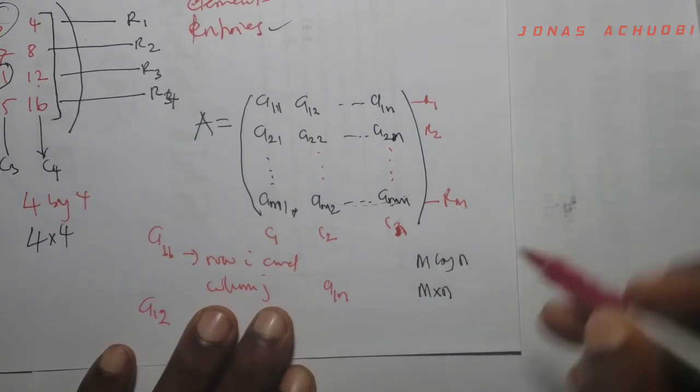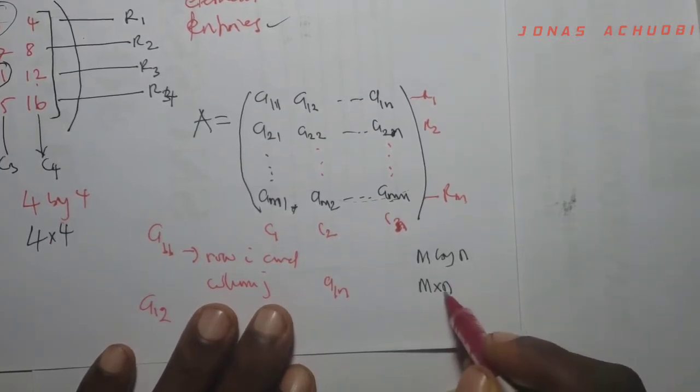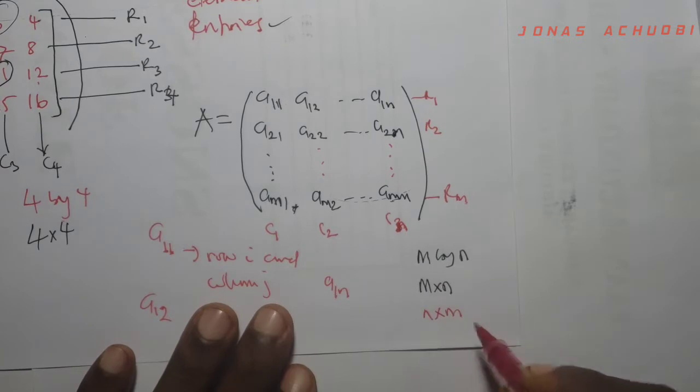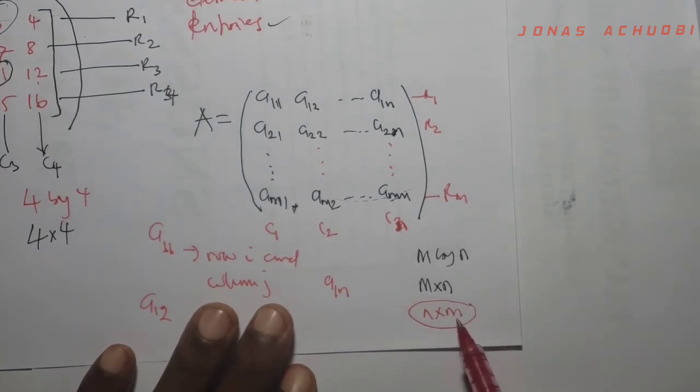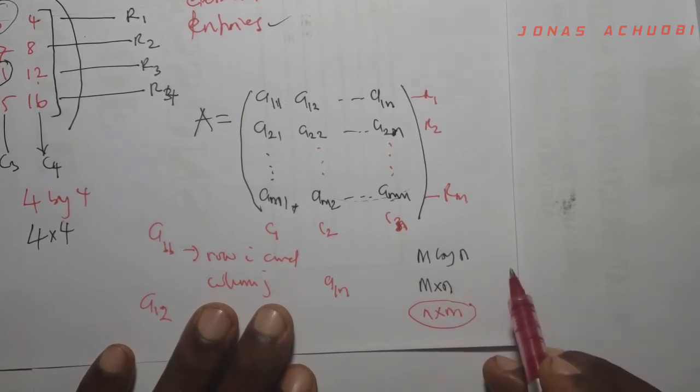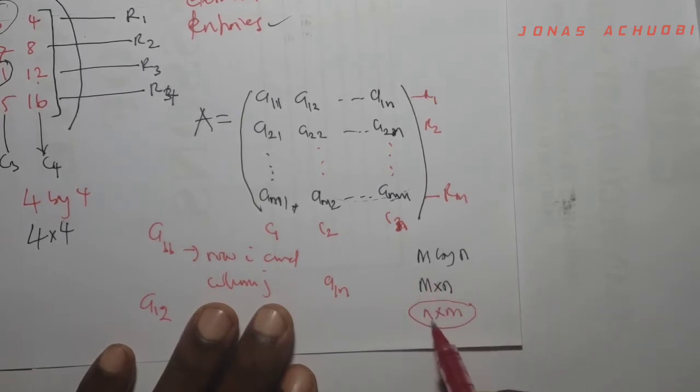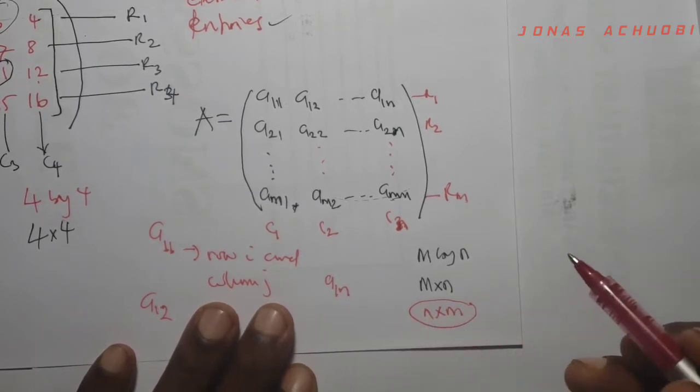Now take note, we cannot write m by n as n by m, as this would mean something totally different. This would mean that our matrix has n rows and m columns. In other words, the order is actually ordered, in the sense that the first number you write signifies the number of rows and not columns, and the second one signifies the number of columns.